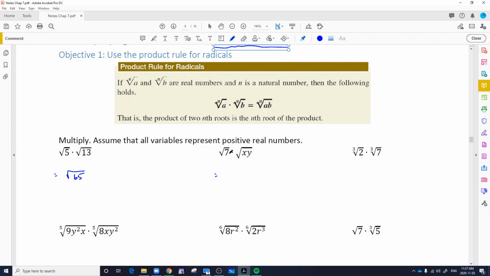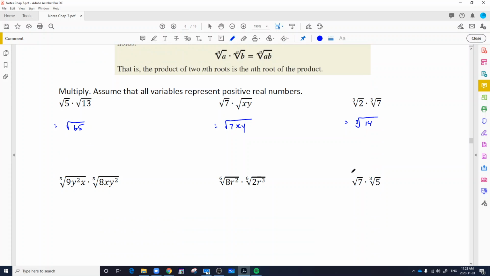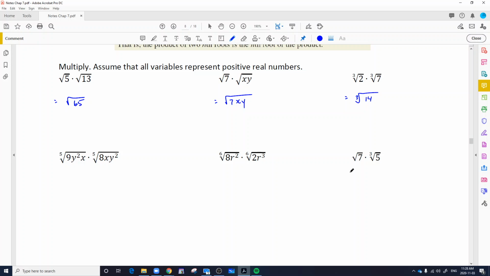Same thing here, these are both square roots, so I can write it underneath the square root sign and then multiply the radicands. So you get 7xy. Since these ones are both cubed roots, you can multiply the radicands together. You'd end up with the cube root of 2 times 7 and get the cubed root of 14. So if you want to try these next three, nothing tricky.